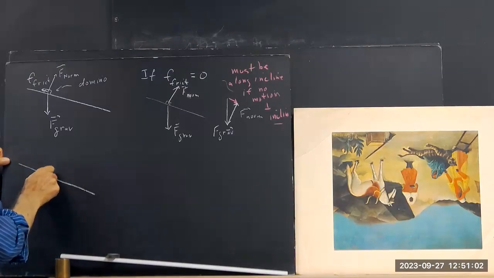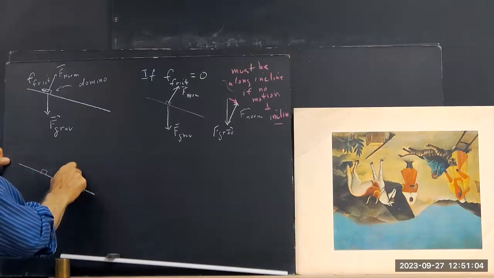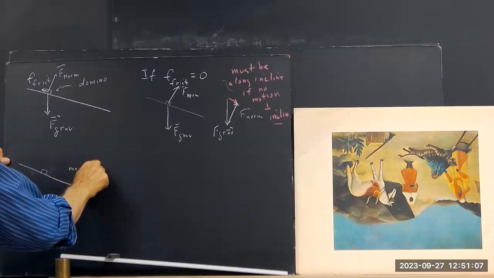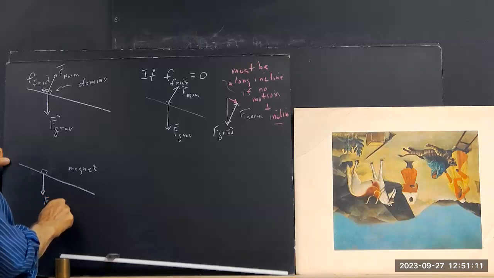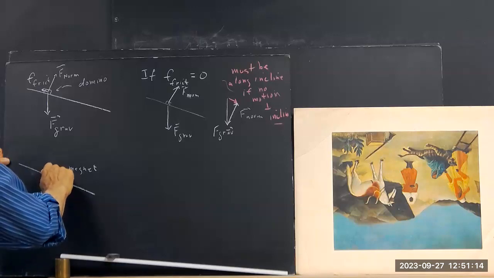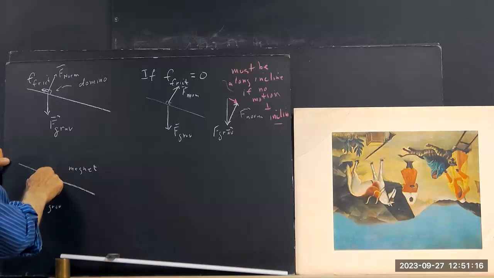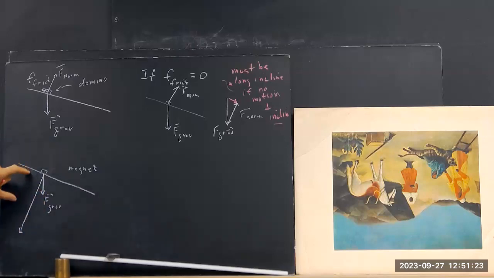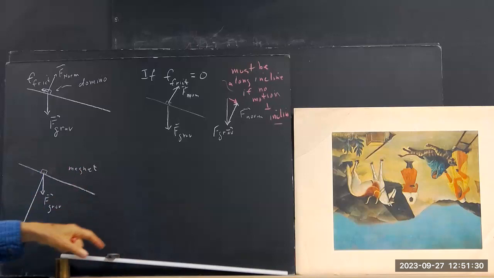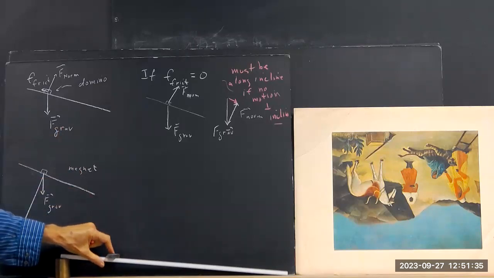If it's a magnet, then you have a gravitational force. You also have a magnetic force, which is a whole lot bigger than the gravitational force. I'd have to make this vector much longer, because I think it's at least 10 or maybe as much as 30 times the gravitational force here. Okay.